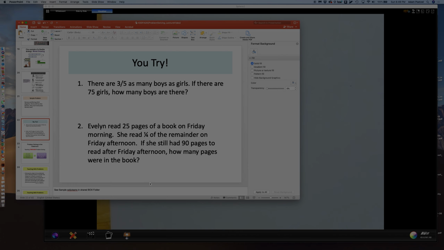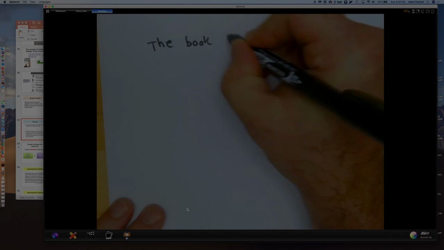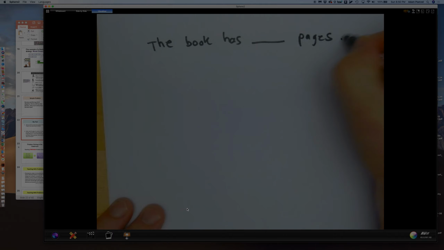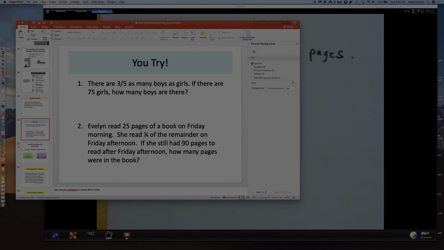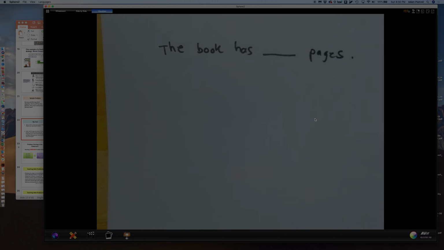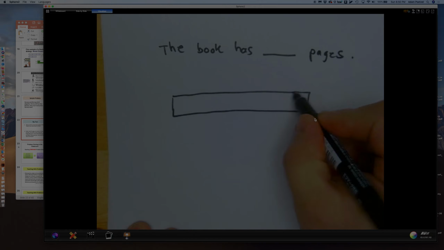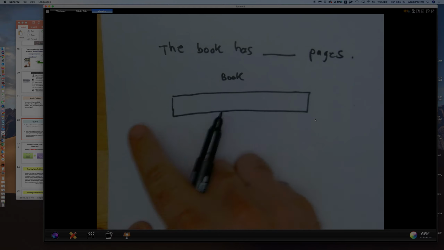Okay. Well, first of all, did you start with your answer statement? So we know the final question here is how many pages were in the book. So just to make sure, I'm going to write: the book has blank pages. And again, it makes us slow read, makes us realize what we want to solve for. So Evelyn here read 25 pages of a book on Friday morning. So first of all, this whole problem is about a book. So what we do is we just draw a rectangle. And this rectangle is my book. All right, that represents all the pages in the book.